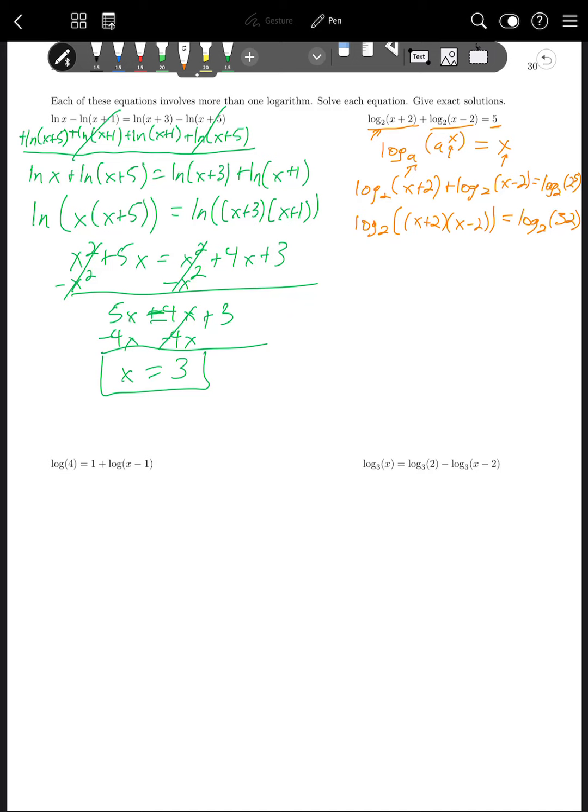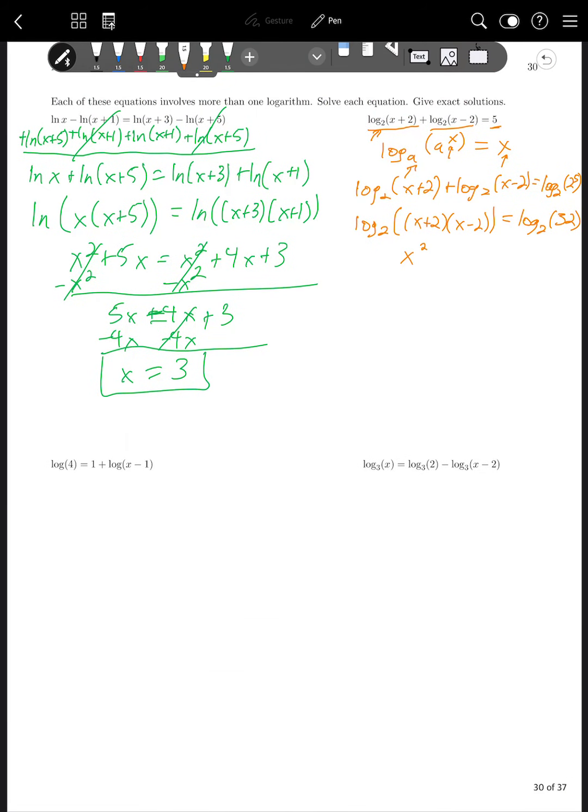And now we can simplify, because now I can use the one-to-one property to get rid of the logarithms, and I can multiply this out. So this is x squared minus 4 equals 32, and then we just solve what's left. So add 4 to get x squared equals 36, and then use the square root property to get x equals plus or minus 6. And then you want to check both of those, but the negative one's not going to work, so this will just be x equals 6.